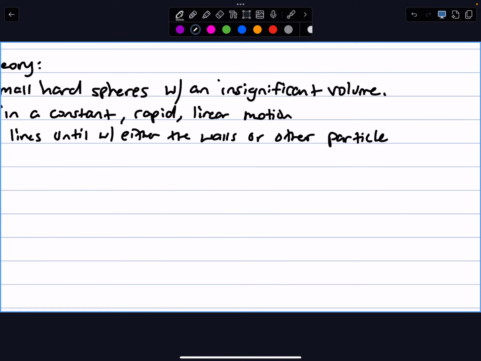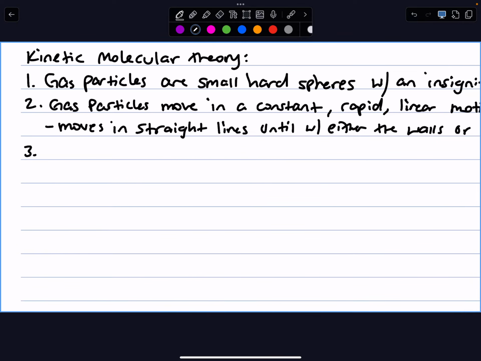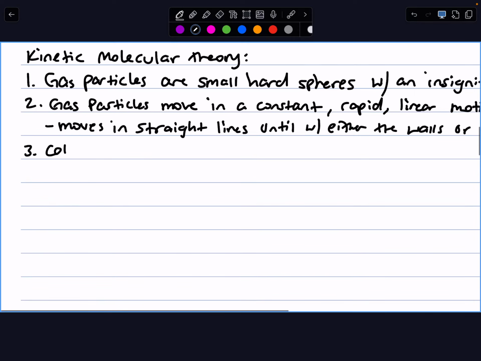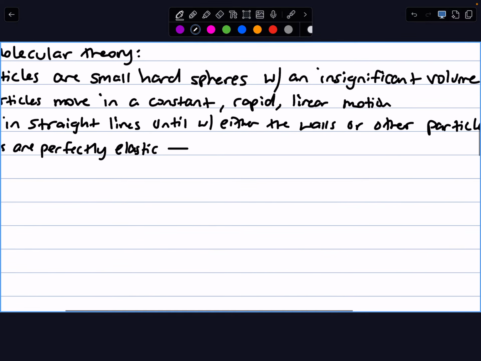I'm really apologizing for my handwriting. I'm rushing. Okay? Another part. Whenever I say that their collisions are elastic, what does that mean? They do bounce off each other, but that's not what it means. To have perfectly elastic collisions means that no energy is lost. Only transferred. Does that make sense?